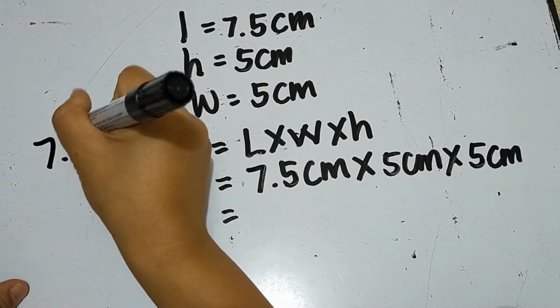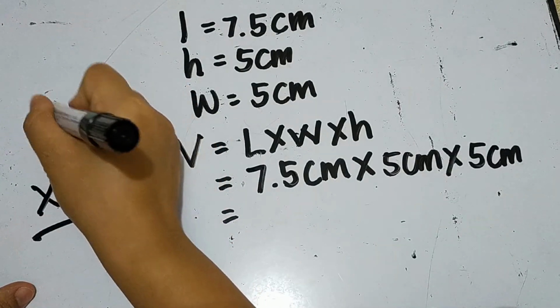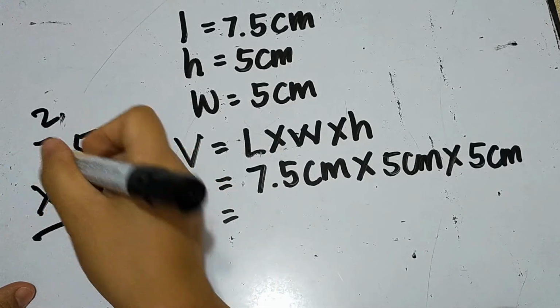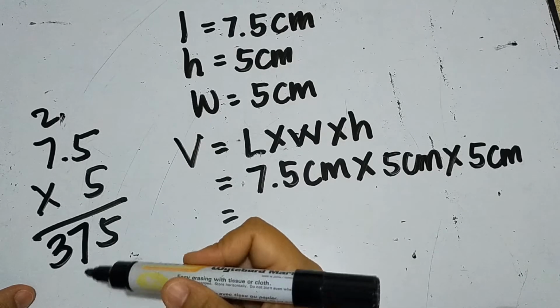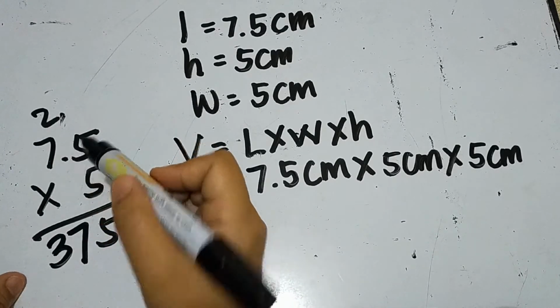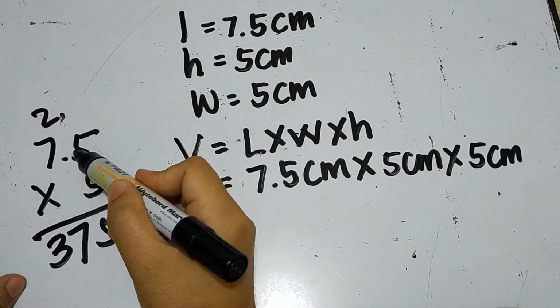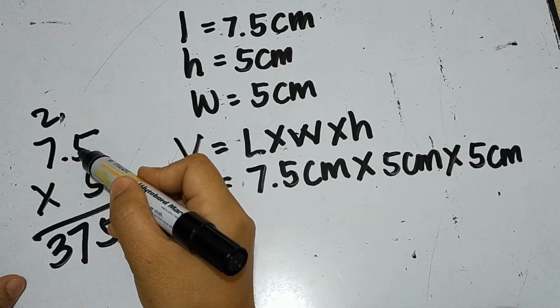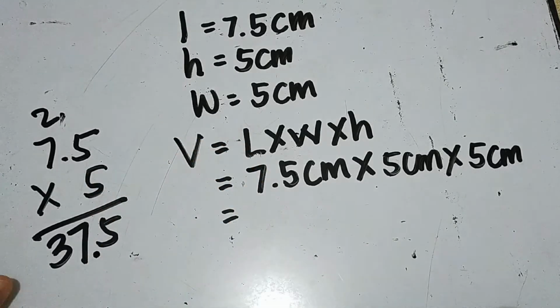So 7.5 times 5. 5 times 5 is 25. 5 times 7 is 35 plus 2 is 37. And then, sa paglalagay ng decimal point, we're going to count the number of digits to the right of the decimal point. So, since na ito lang na may decimal point, yung multiplicand natin, isa lang yung digit sa kanan, so dito ulit decimal point. Then, afterwards, itong 37.5, i-multiply natin ulit kay 5 centimeters.